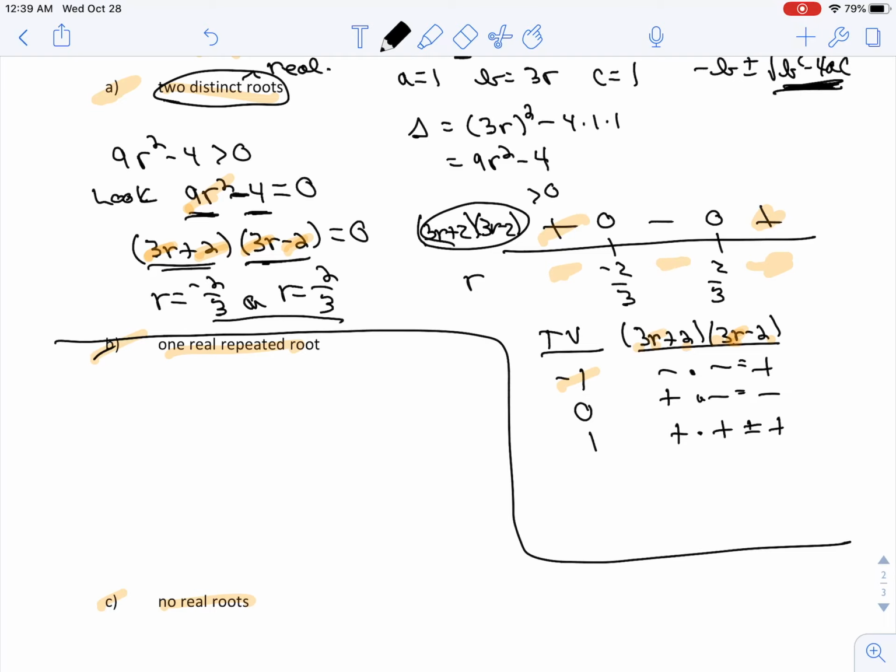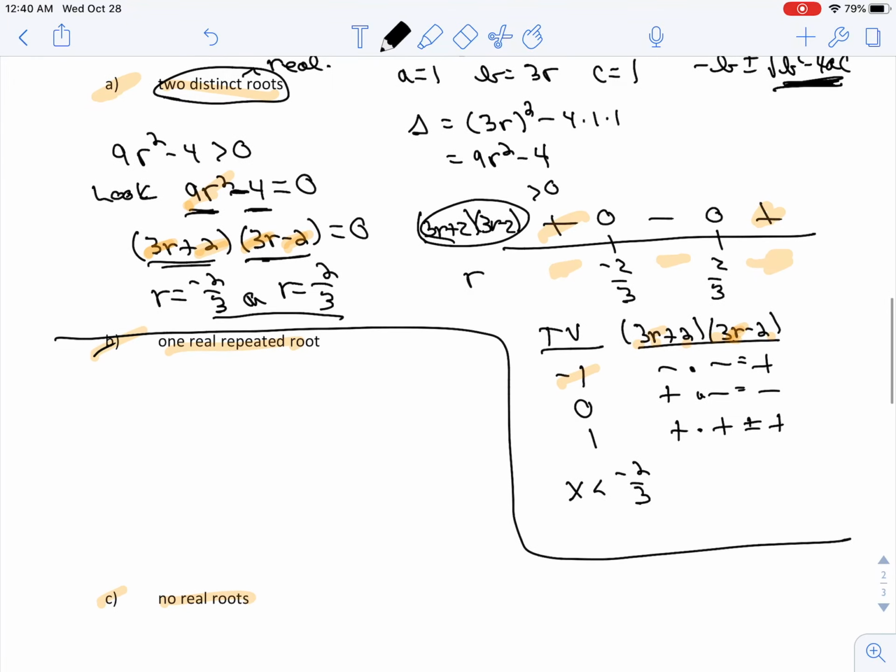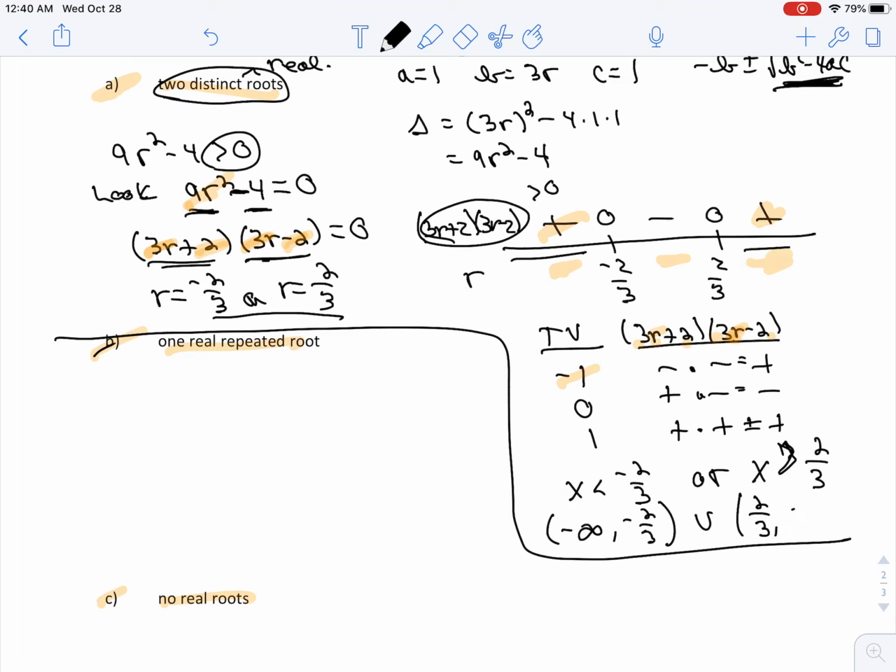So we need to write what the x values are for that one. As an inequality, you could write x is less than negative 2/3. Notice I did not include that negative 2/3 because we don't want this to be equal to 0. We want the product to be greater than 0. So we don't want to include that endpoint, was my point. Or x is greater than 2/3. And or is the correct logical operator here. It's either this or it's this. As interval notation, it would be negative infinity to negative 2/3 with the endpoint not included, union 2/3 to infinity.